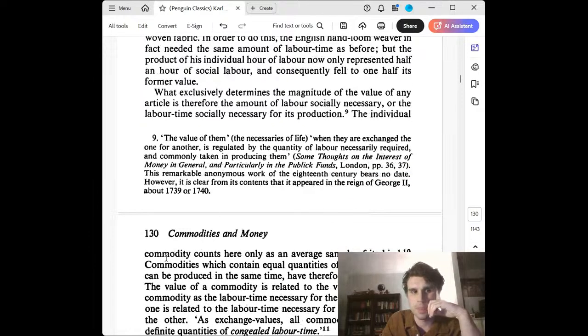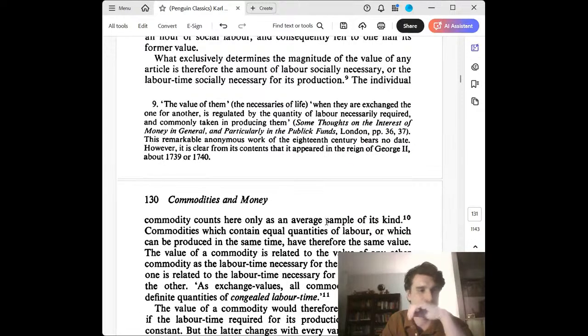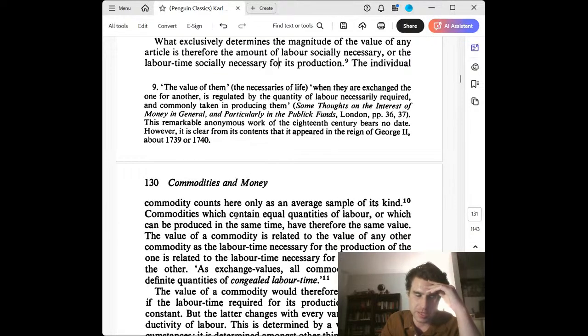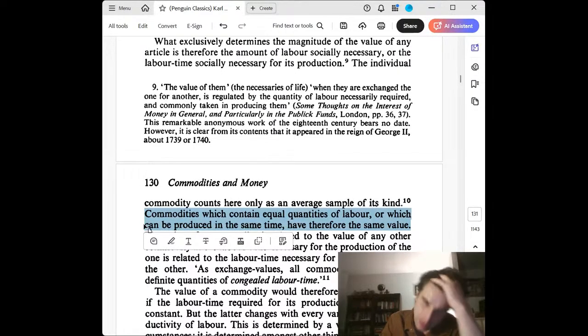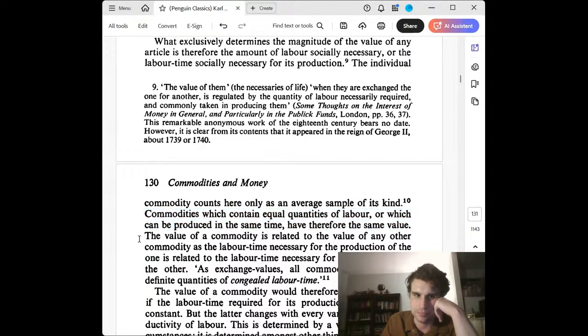The individual commodity counts here only as an average sample of its kind. Commodities which contain equal quantities of labor, which can be produced within the same time, have therefore the same value, right? So if it takes me the same amount of time to make 2 boots as it does to make a bag, they have the same value.